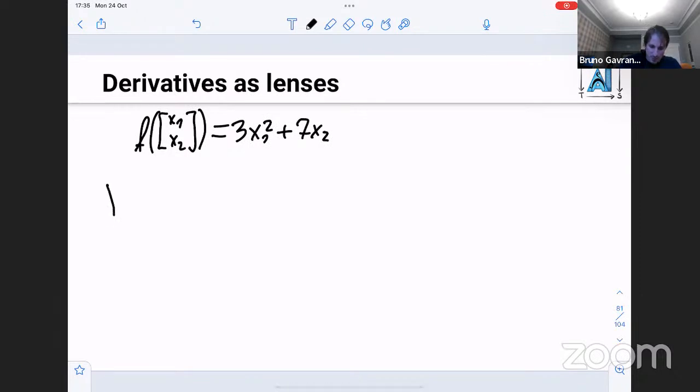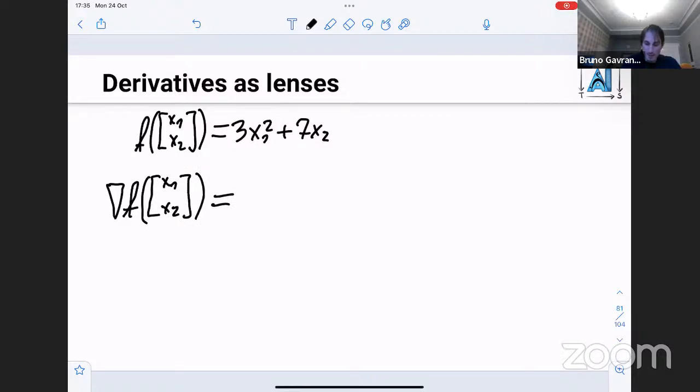We all might be familiar with the fact that we can compute the gradient of this function at a point x1, x2 as a matrix. That is the Jacobian. And of course, when it's a gradient, it's really a vector because it's much simplified, but we can still think of it as a matrix, and it is going to have the following contents in it. It's going to be 6x1 and 7.